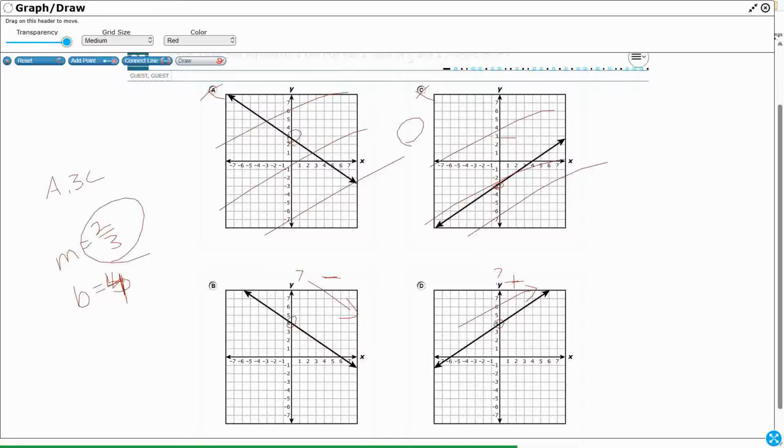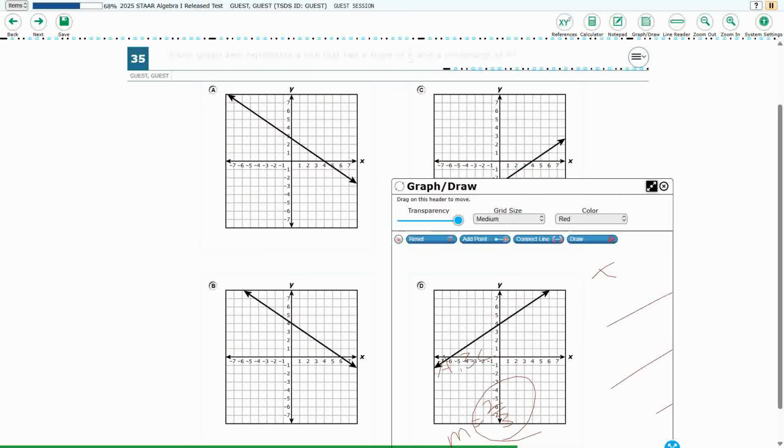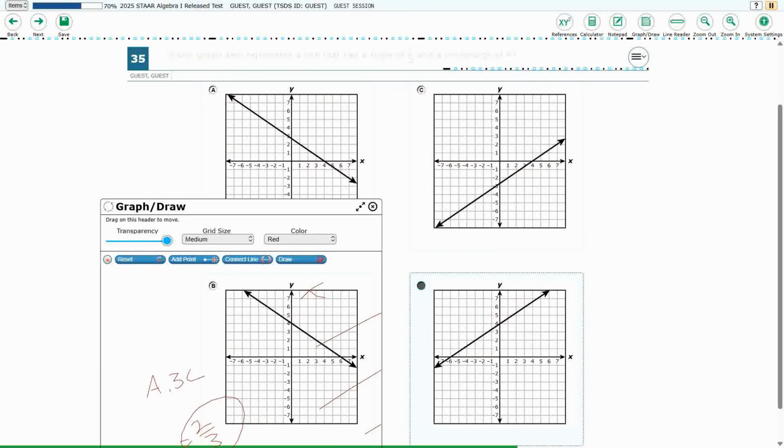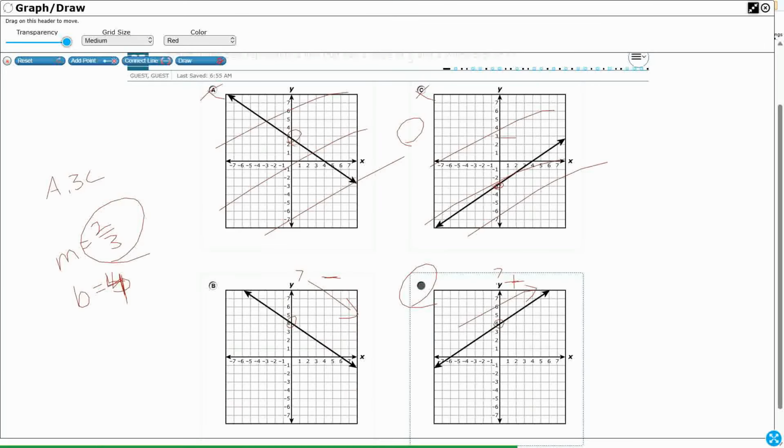Well, my slope is a fraction, but it's still a positive fraction, which means it's going up, which means the only possible answer is D. So we don't have to do any calculations. We can immediately know D is our only option. Now, that did not take a lot of work. Let's see how our students did.